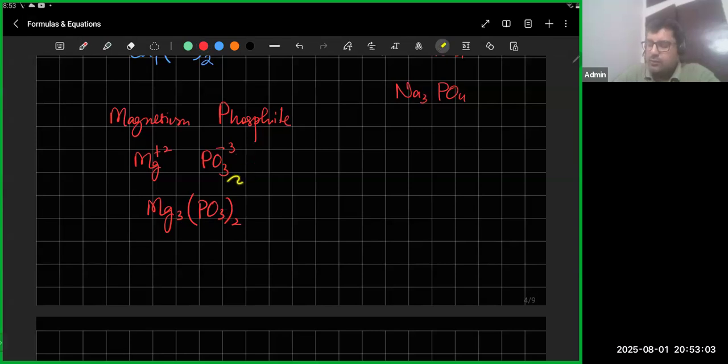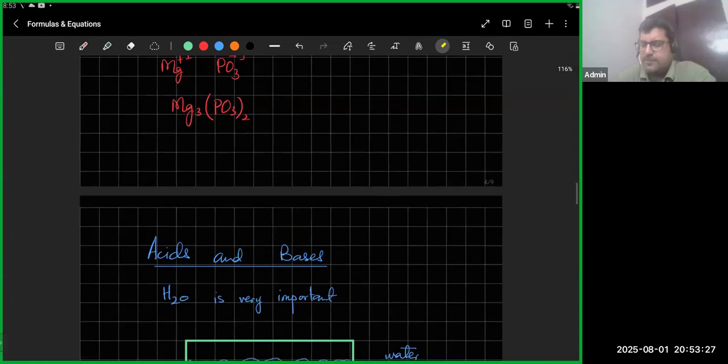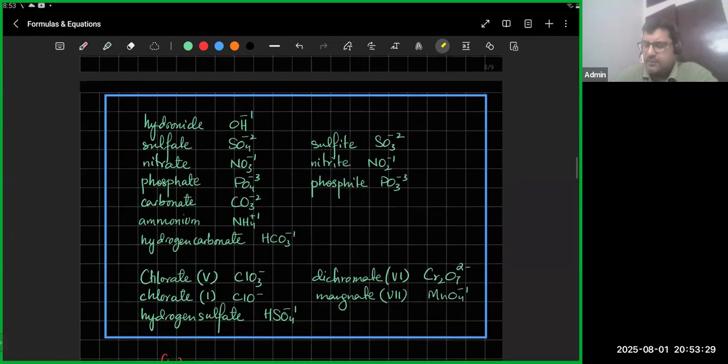Just make sure that you don't change the formula of the polyatomic ion. There obviously is a -3 charge on this, and the only thing is you don't write charges when you make the formula. This has a +2 charge, this obviously has a -3 charge. It remains there, but when you write the formula, you don't actually mention the charges. Okay. Acha, so I told you this thing over here was extremely important, and you have to memorize all of this.